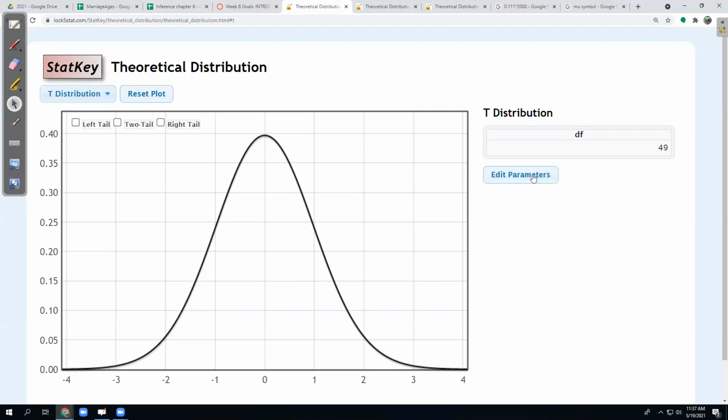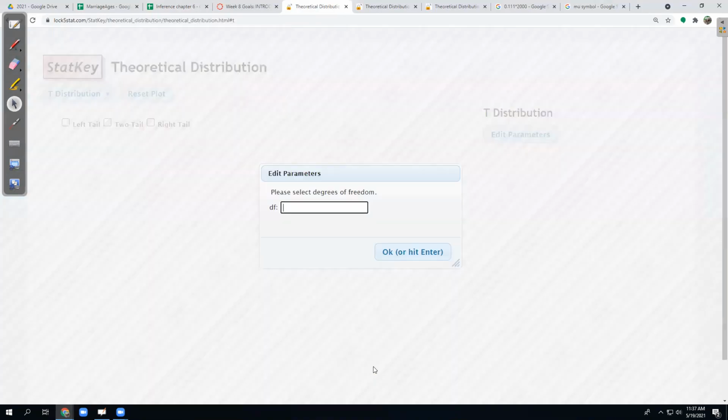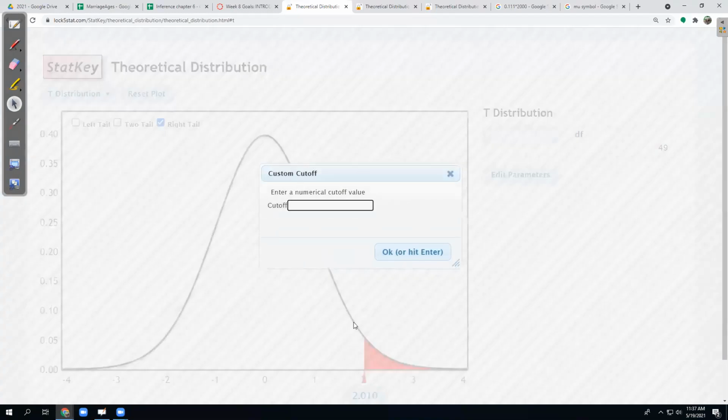In StatKey, anytime you use the t-distribution, if I reset, it's going to ask me for degrees of freedom. Oh, I happen to have it. If you go to it fresh, it's going to say, hey, what's your degrees of freedom? So that would be 49, sample size minus 1. And then my t-score, that's a right tail in this case. Oh, it's almost got my t-score there. 2.0096.